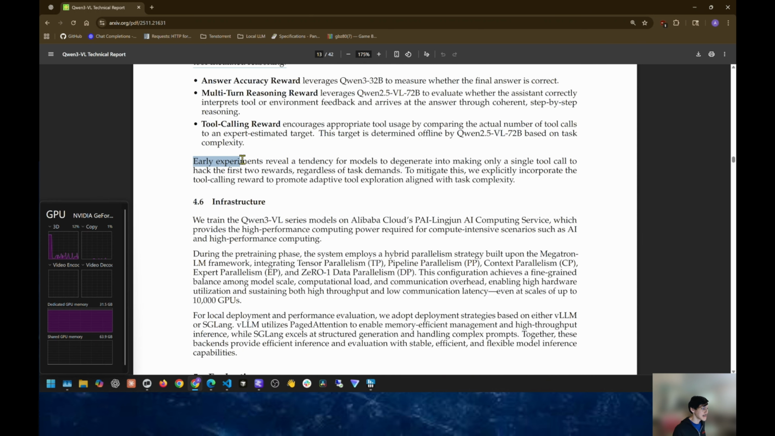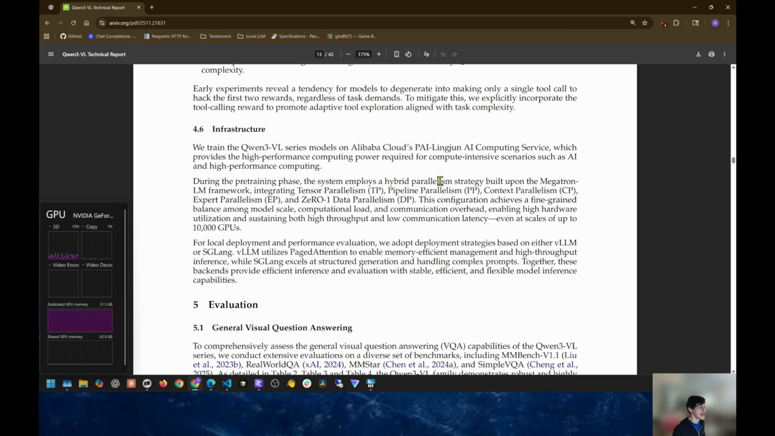Early experiments reveal a tendency for models to degenerate into making only a single tool call to hack the first two rewards, regardless of task demands. To mitigate this, we explicitly incorporate the tool calling reward to promote adaptive tool exploration aligned with task complexity.